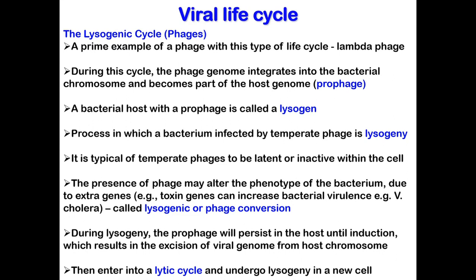It is typical of temperate phages to be latent or inactive within the cell. The presence of phage may actually alter the phenotype of the bacterium. For example, toxin genes can increase bacterial virulence, and this process is called lysogenic or phage conversion. Next we're going to look at this lysogenic cycle in more detail.